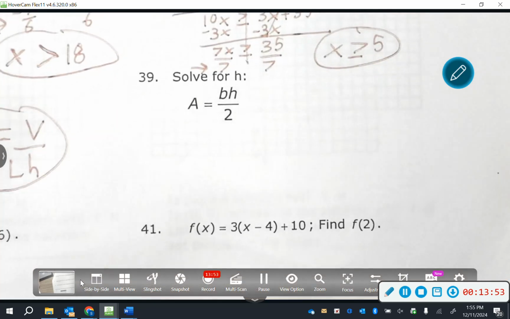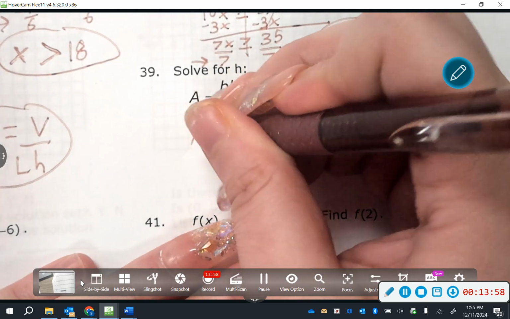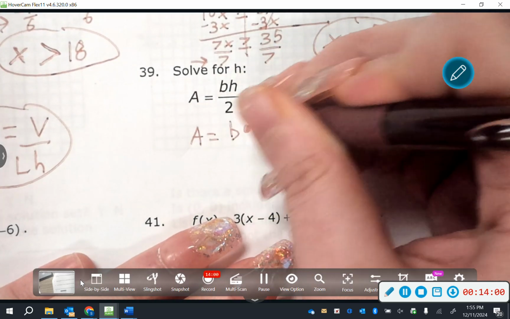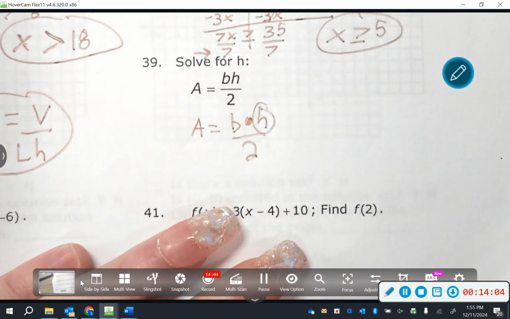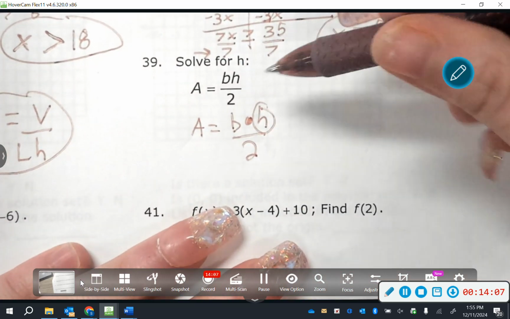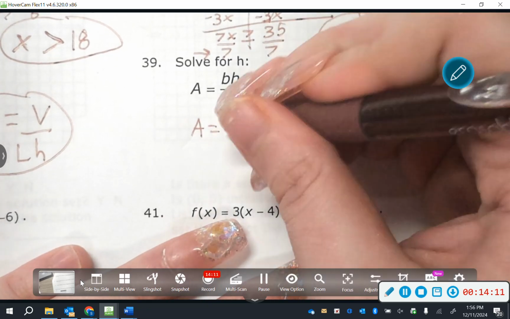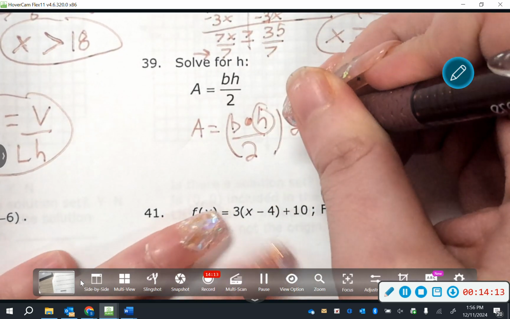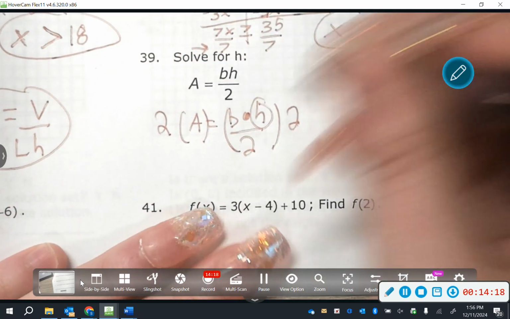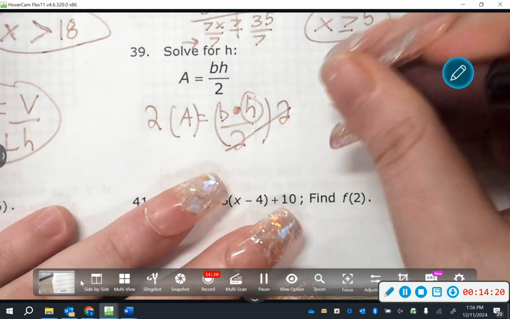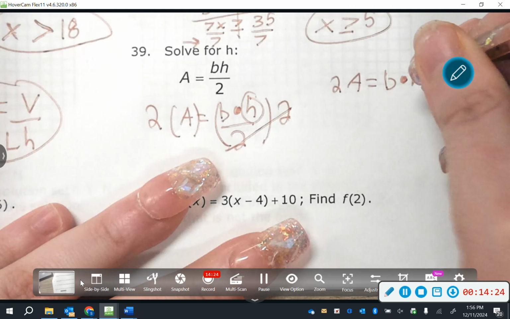Sliding over to 39, solve for H. What we have here is area equals your base times your height divided by 2. We need to get H by itself. We do that by doing opposite operation. Right now we're dividing by 2. So what's the opposite of divide by 2? Multiply by 2. And if I multiply one side by 2, I have to multiply both sides by 2. Our 2's cancel. We are left with 2A equals base times height.